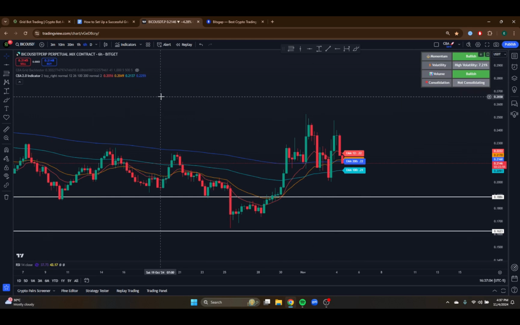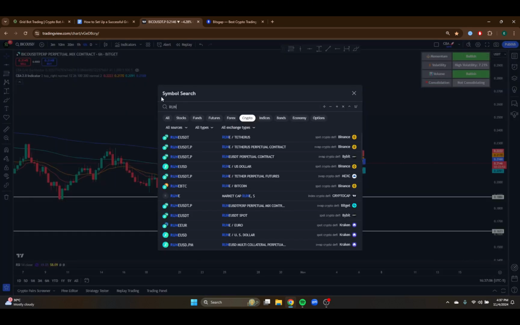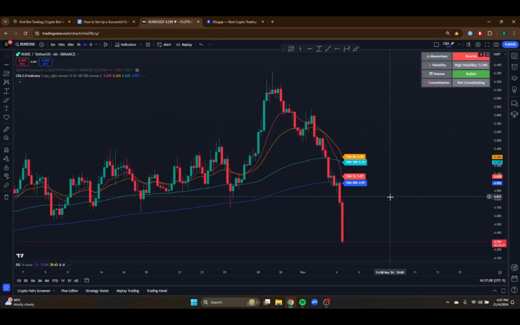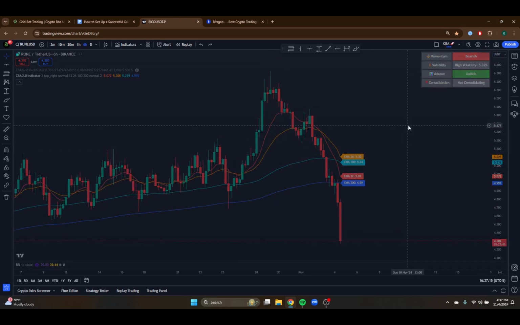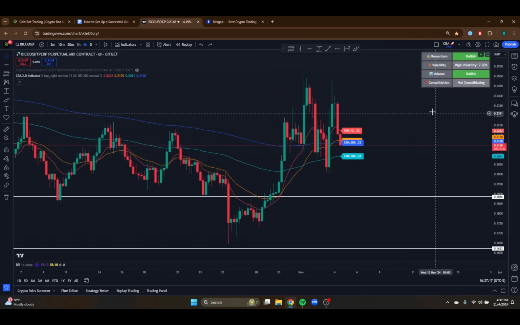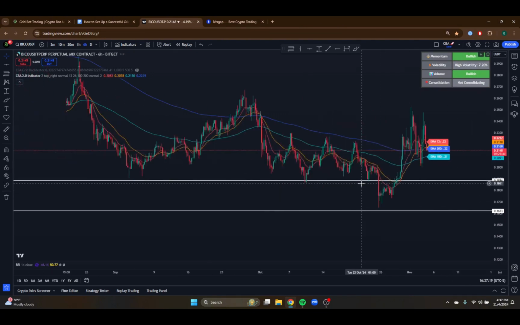Contrary to this cryptocurrency that we saw, Rune, where there is a massive downtrend right now, this other one was just fine, right? Pico is doing pretty good. So now I think we might have just found it.